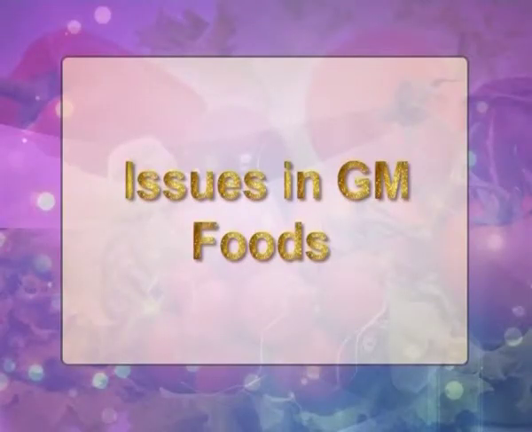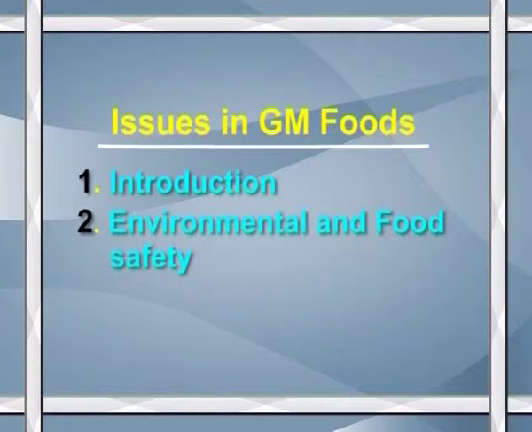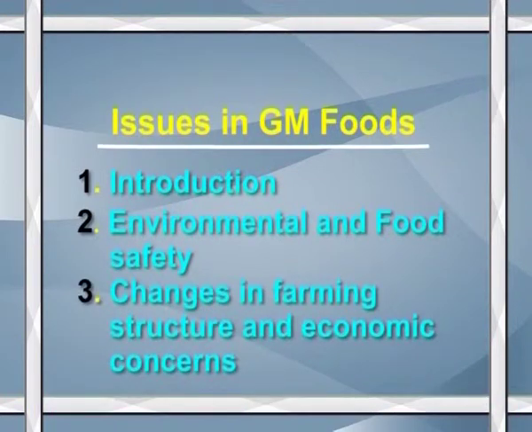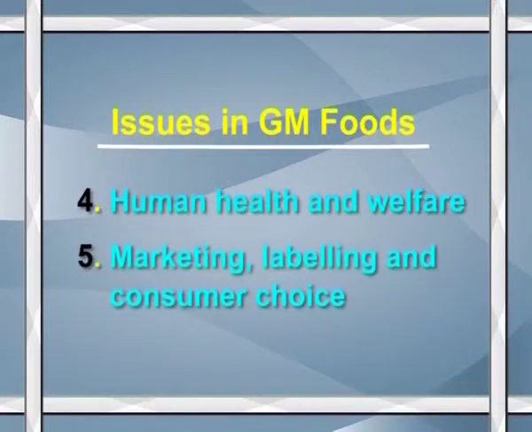Today, the topic issues in GM foods shall be discussed under the following subheadings. 1. Introduction. 2. Environmental and food safety. 3. Changes in farming structure and economic concerns. 4. Human health and welfare. And at last, 5th, marketing, labeling and consumer choice.